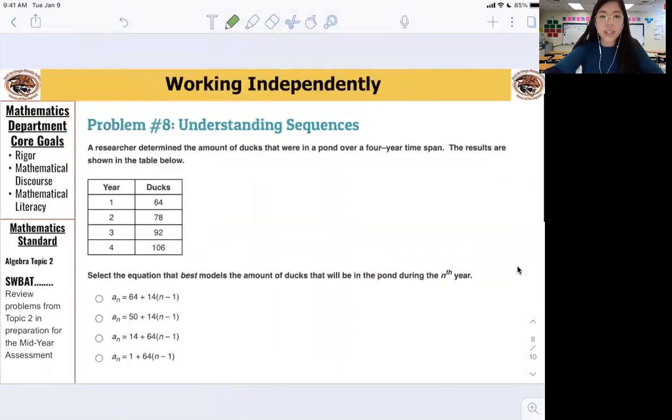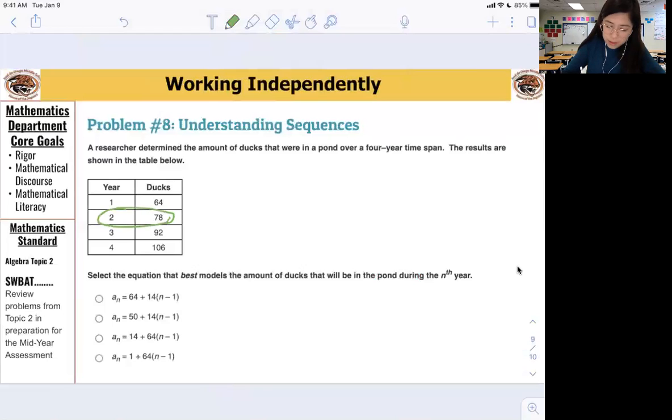Problem number 8, understanding sequences. A researcher determined the amount of ducks that were in a pond over a 4-year time span. The results are shown in the table below. Select the equation that best models the amount of ducks that will be in the pond during the nth year. Whenever you have a sequence, sometimes you have to put it into a table, but this time they already made a table for you.